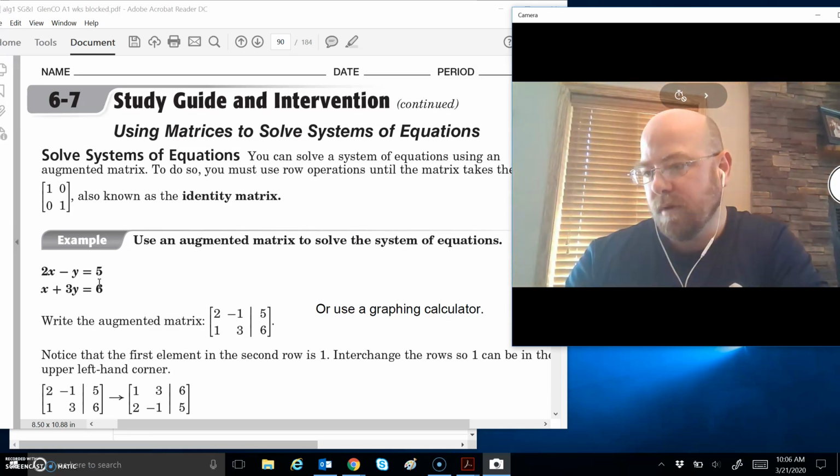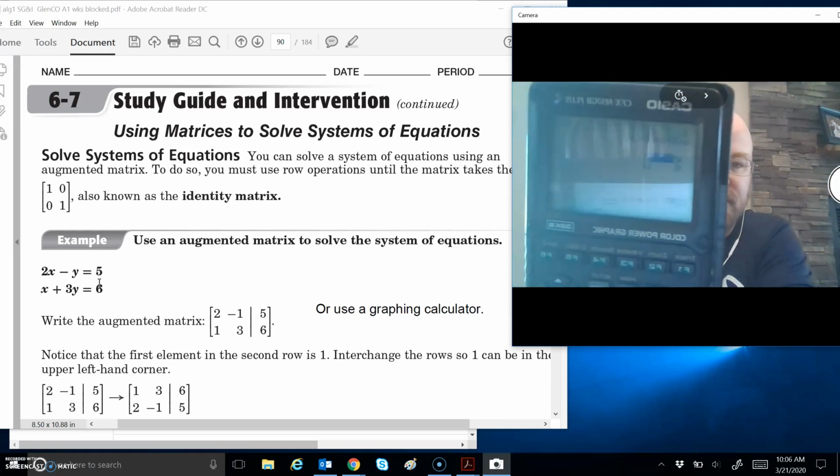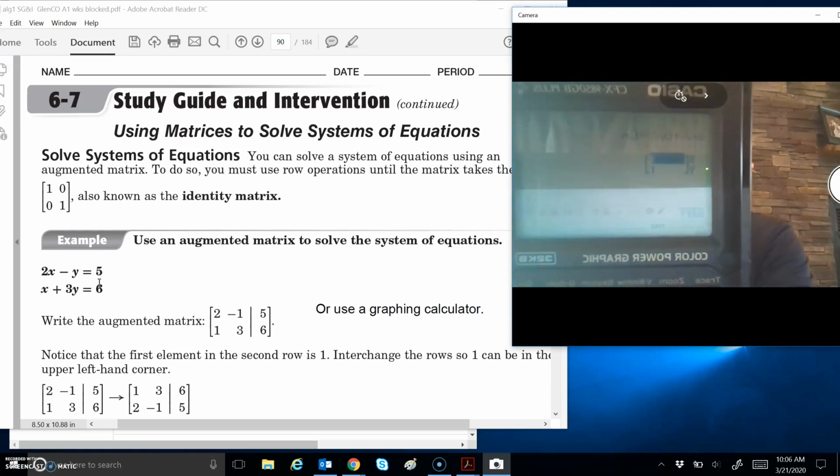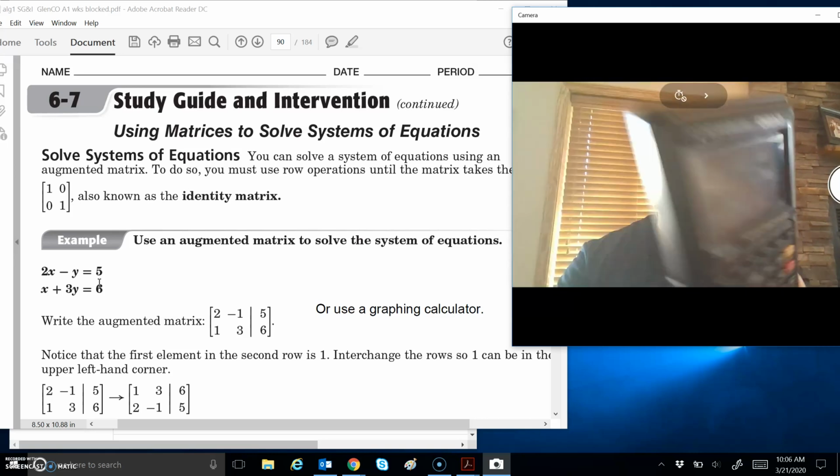Now we want to solve it, so that's F1. And as you can see, it gives us an x value and a y value right away. So x is 3 and y is 1.